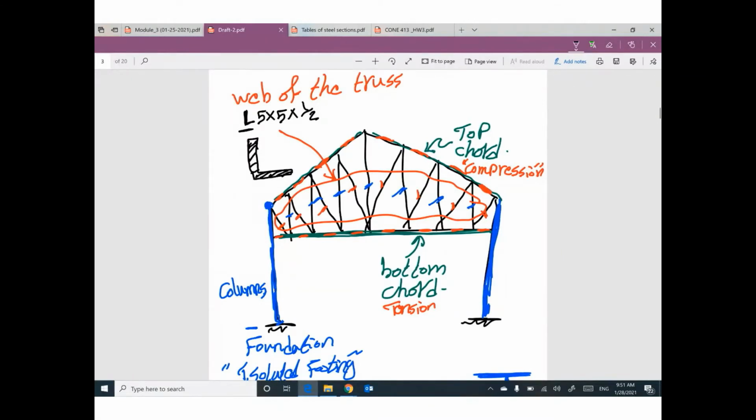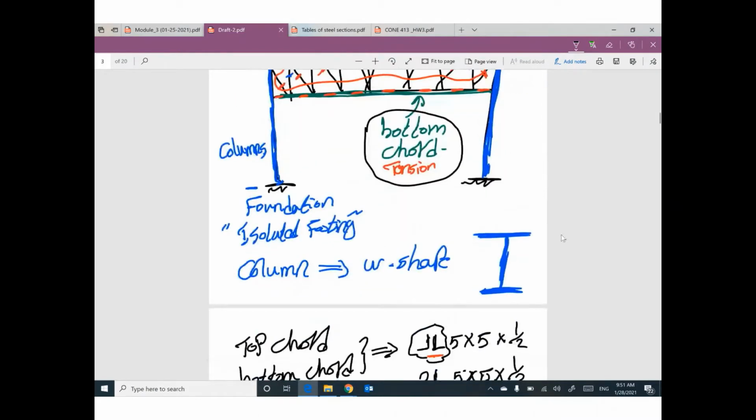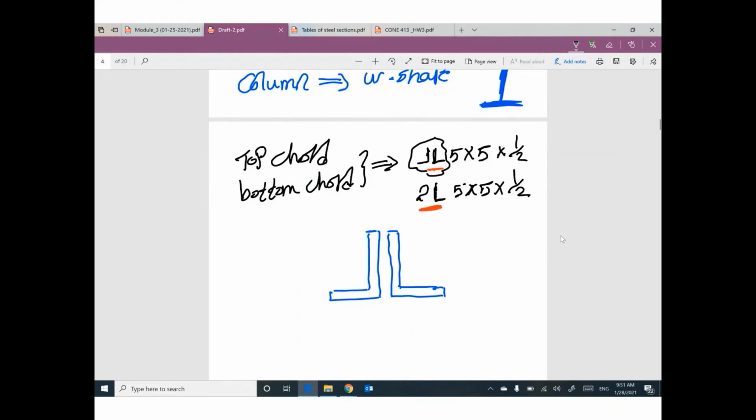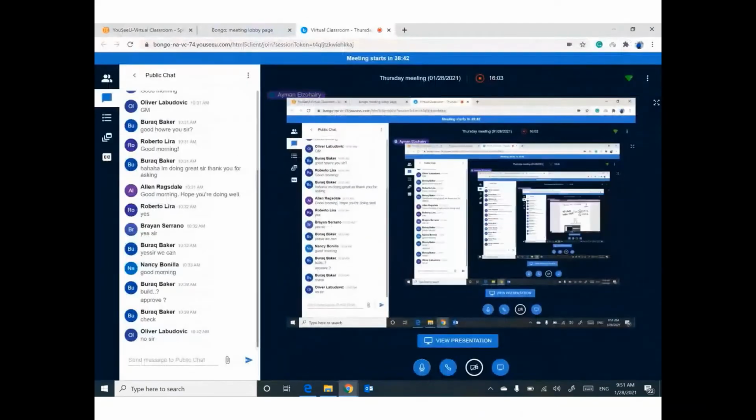I'm not sure they are under tension or compression or zero force member. They are variables. I told you the bottom chord is 99% under tension. The top chord 99% under compression. The web is in between tension and compression, and probably zero force members also. Any questions so far? If you have any question, let me know.